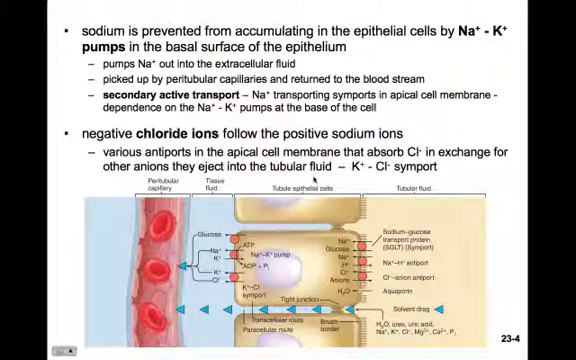We also see here that this process acts to remove hydrogen ions in the tubular fluid, which then have an influence on the acidity of the body's tissues. So we're removing hydrogen ions, removing acidity from tissues.